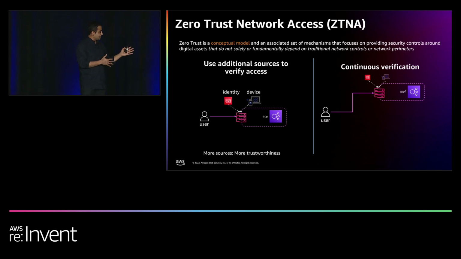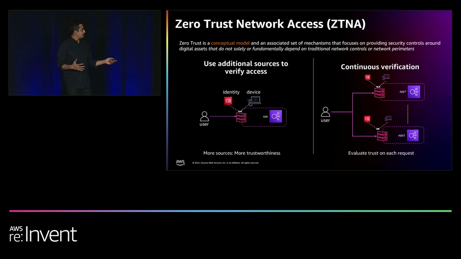Then the second thing is that once you are on the corporate network, the traditional method says that you can always access any applications. Zero trust says to do continuous validation. Check the identity and device posture with every request, right? So I try to access the application, it checks. Then next time I try to access another application or even the same application, the validation happens. So it's a continuous validation.